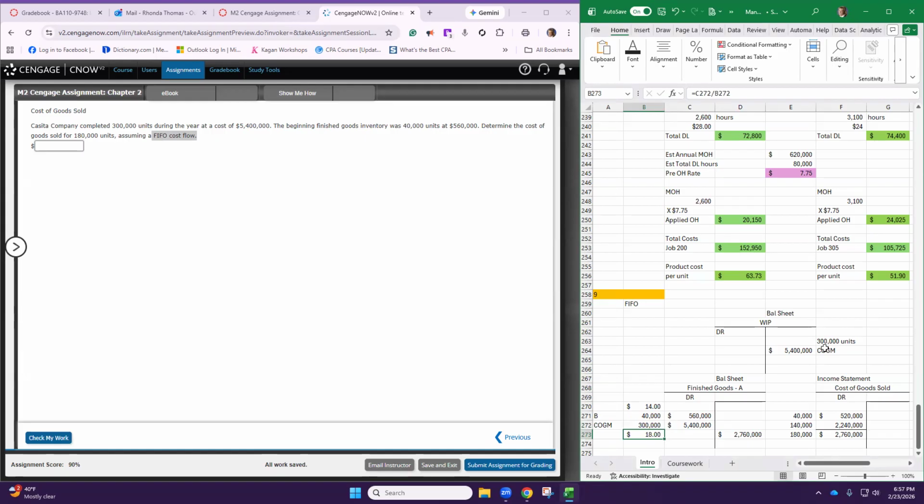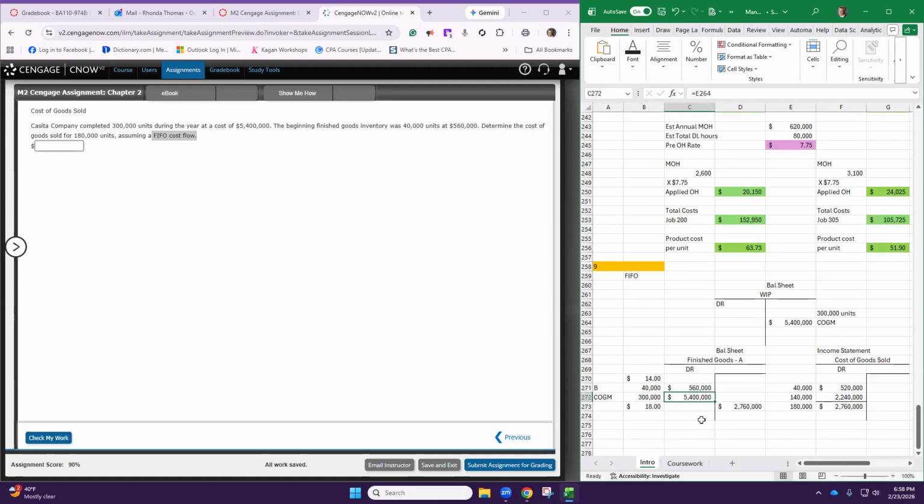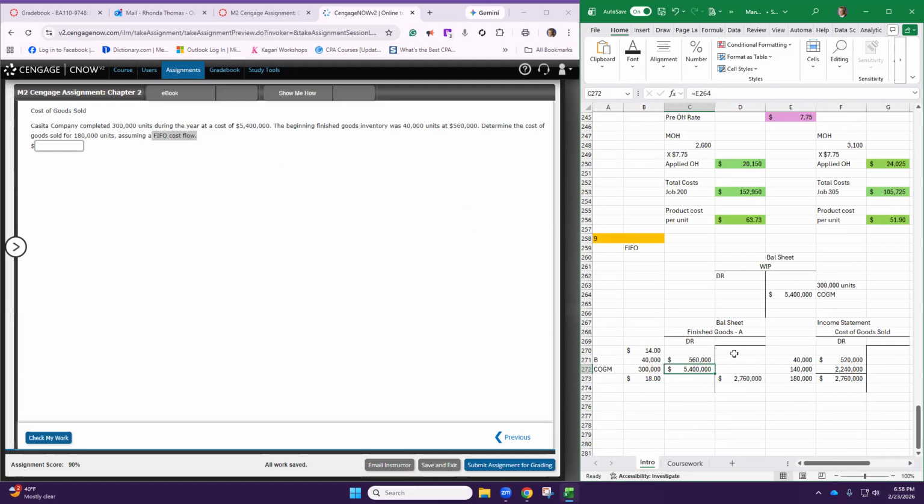Then down here, this is 300,000 units. I put that there. It came out of work in process and into finished goods. This is known as the cost of goods manufactured. So now we have this amount and this amount, and now we have finished goods that are available. So let me fix this.